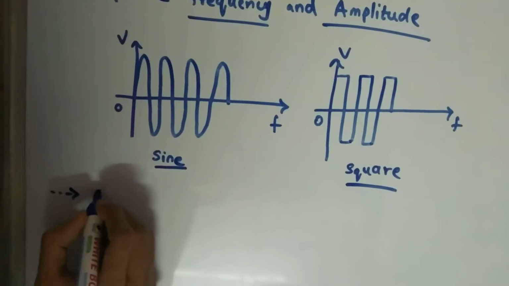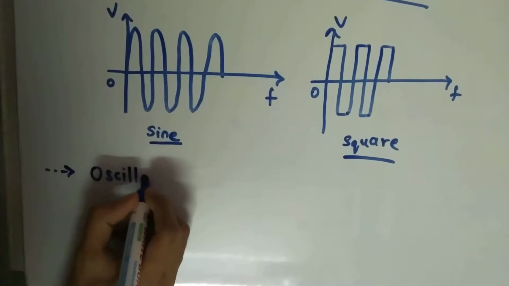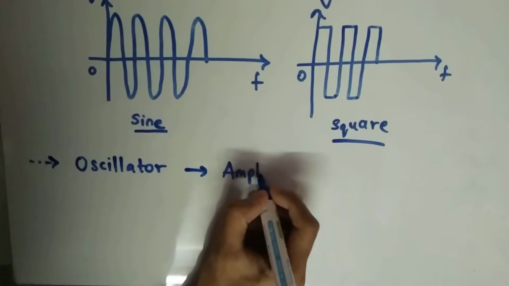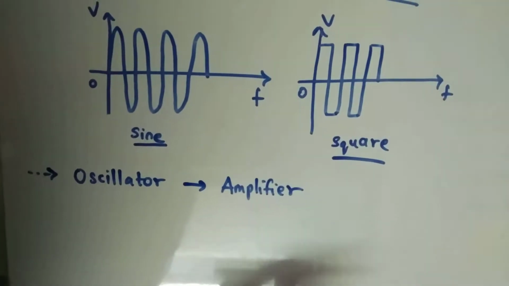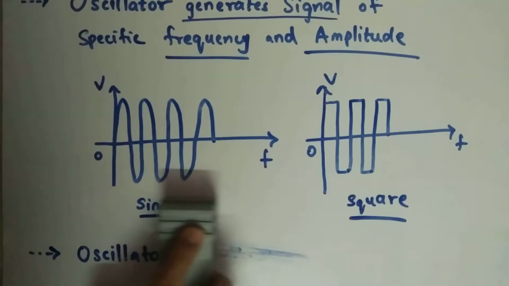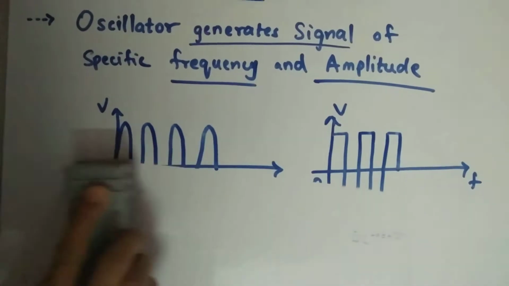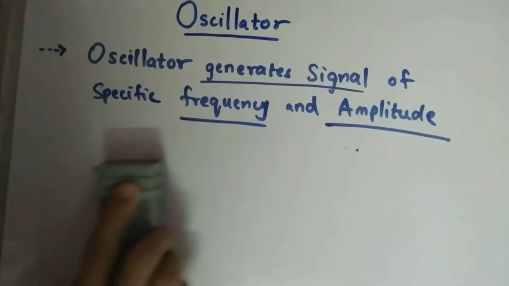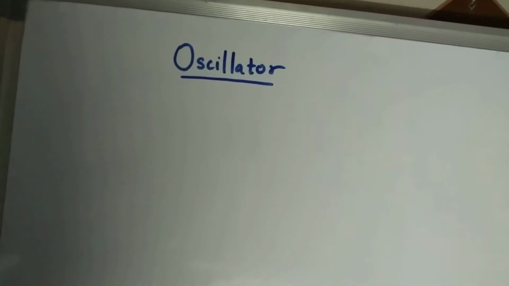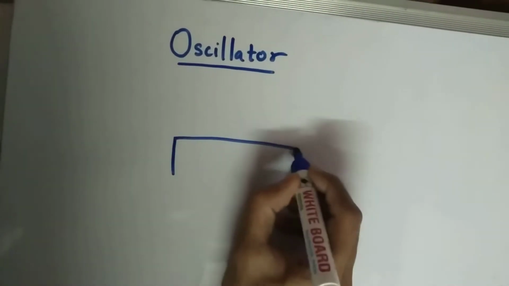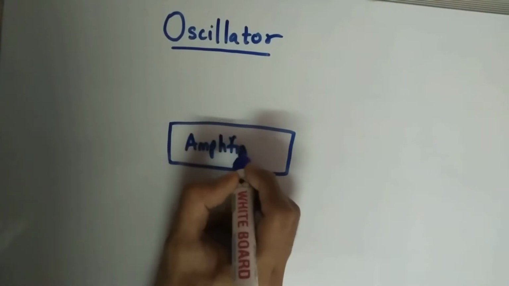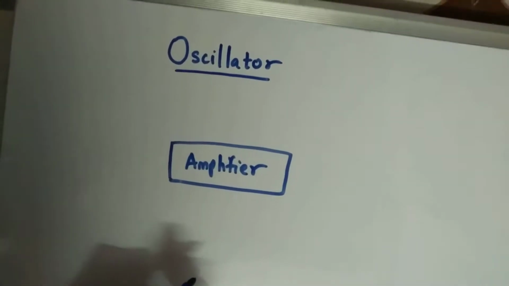Important point: an oscillator is a type of amplifier. Remember this. So what I told is, an oscillator is an amplifier. So I write the oscillator as an amplifier.